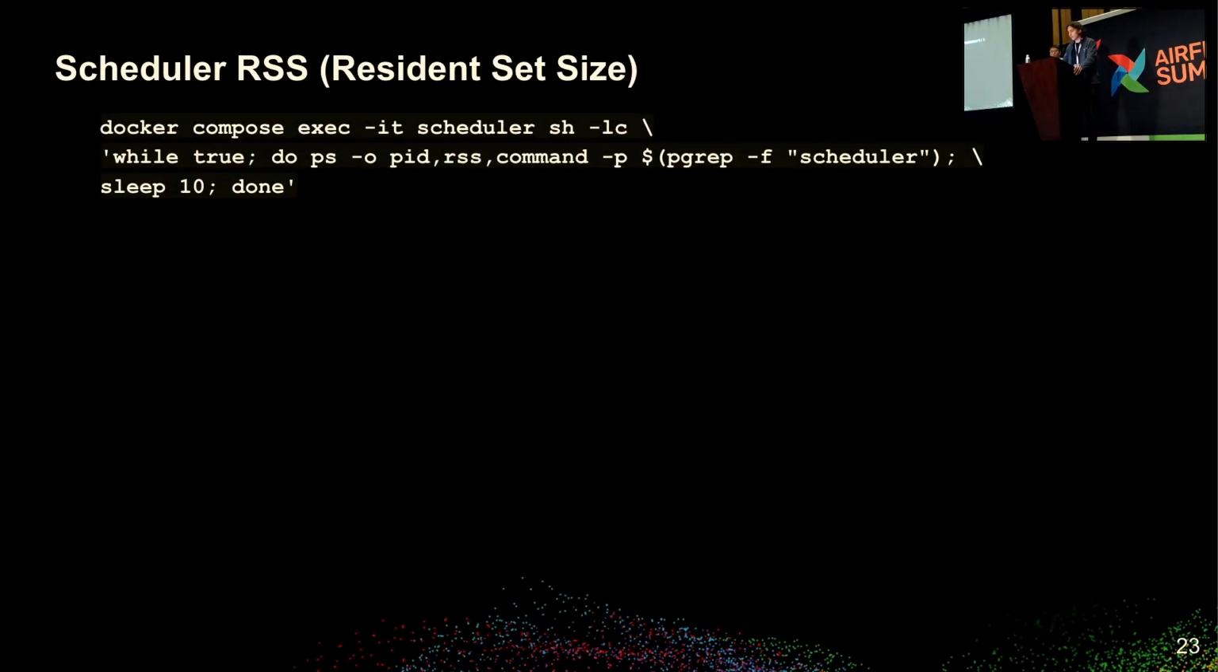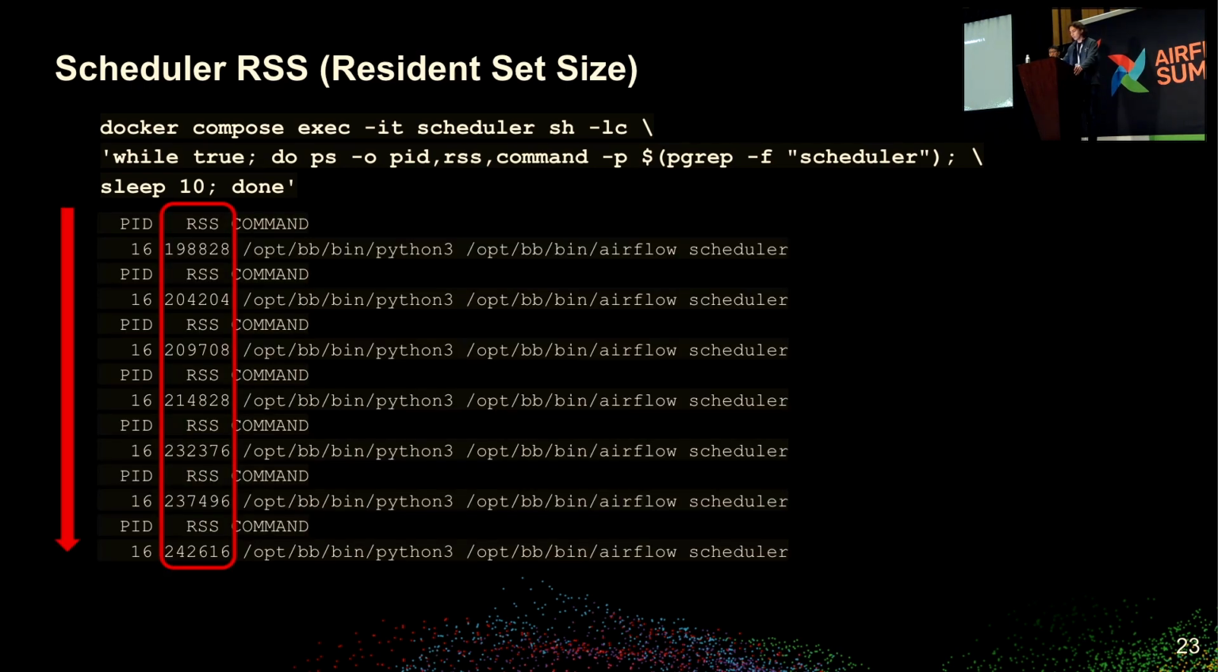So to find the root cause, we spun up a locally running Airflow instance and ran the above command. So this uses the Linux ps command to inspect the RSS, or the resident set size of the scheduler, running inside of a Docker container. And as you can see, the number kept increasing. Now, although this is useful to understand that the total memory consumption has gone up, there wasn't an easy way to figure out what specific process was causing the memory leak.